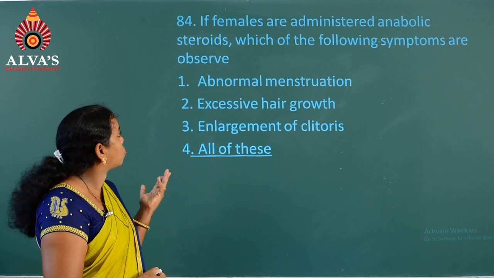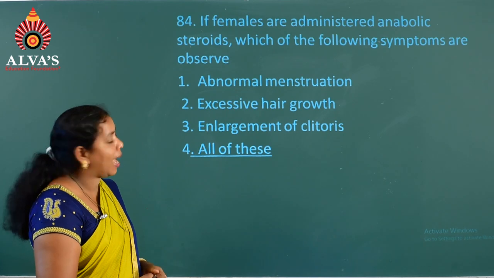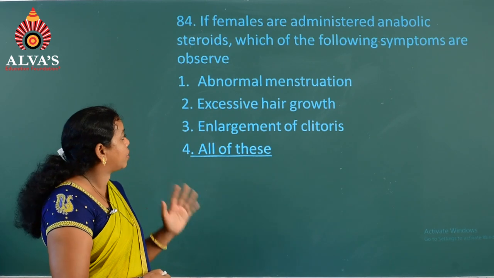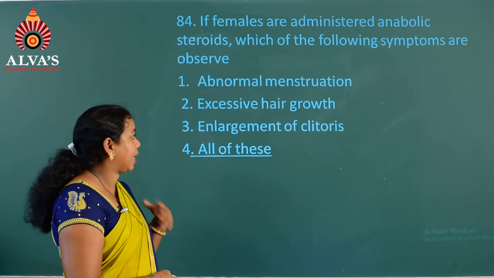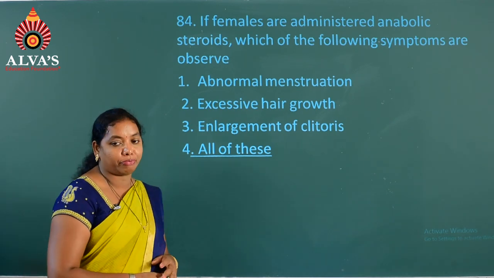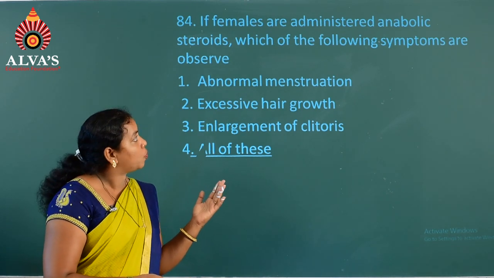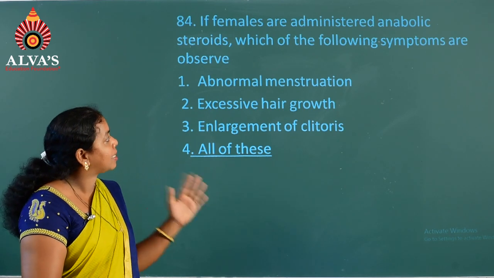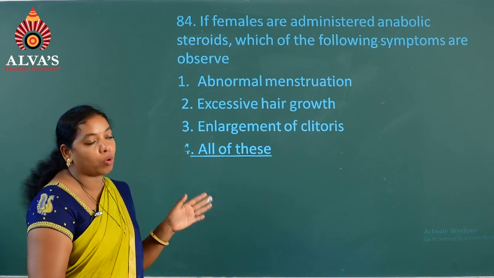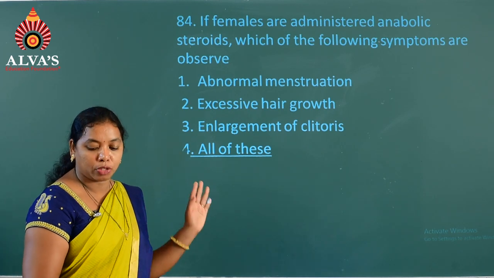Moving on to the next question, that is 84. If females are administered anabolic steroids, which of the following symptoms are observed? First option, abnormal menstruation. Second, excessive hair growth. Third one, enlargement of clitoris. Fourth one, all of this. So all these symptoms can be seen in a female sports person when they administer anabolic steroids or diuretics, and all these problems can be seen in her. So the answer for question number 84 is the fourth option.